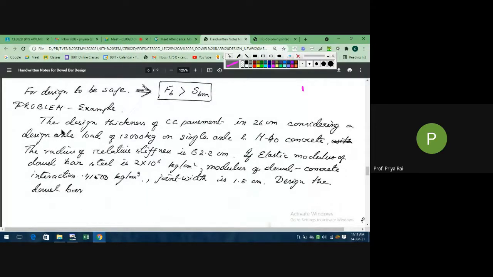Now this is the question. The design thickness of the CC pavement is 26 centimeter. Thickness is 26 centimeter, H is given. Considering the design axle load of 12,000 kg on single axle.